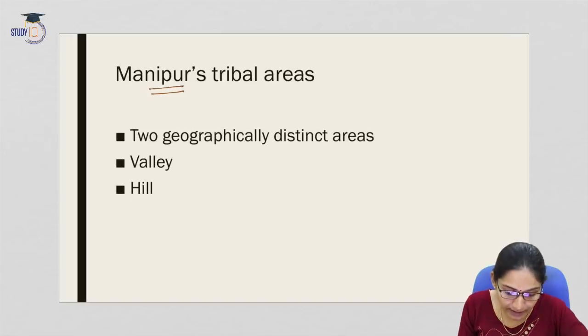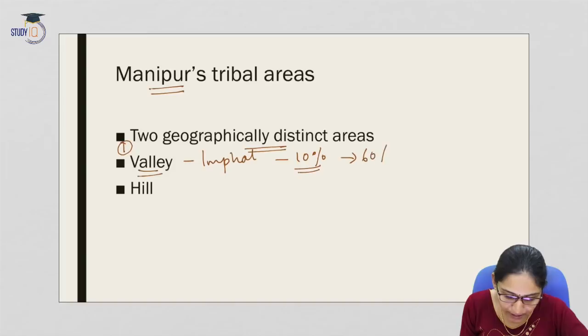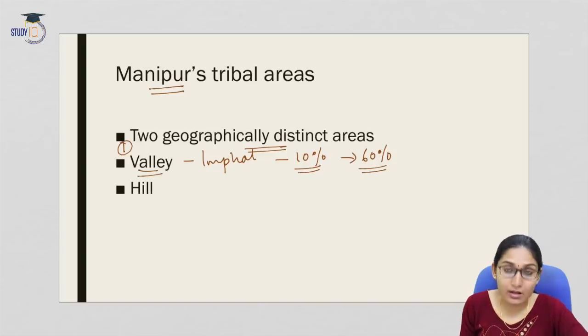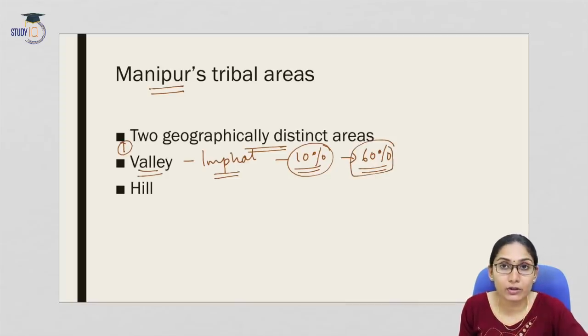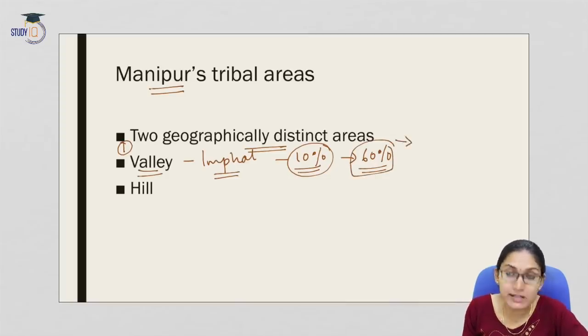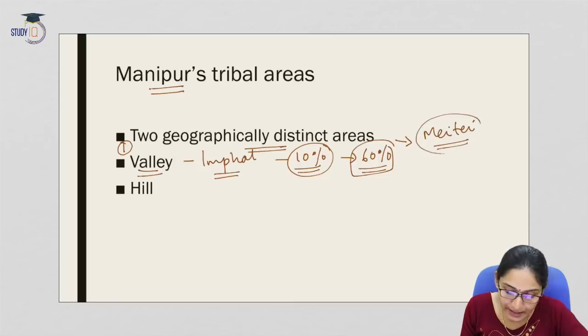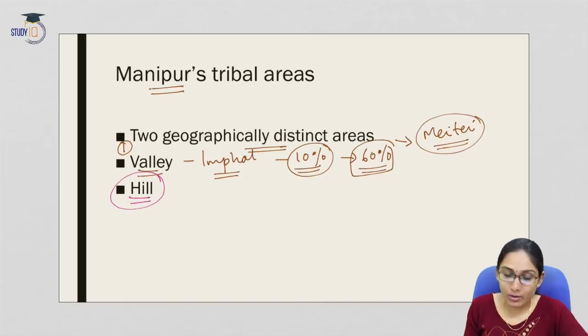Now coming to Manipur's tribal areas, let us see how it is. Manipur has 2 geographically distinct areas. First one is the valley region. The valley includes Imphal, and it constitutes roughly about 10% of the geographical area, whereas it holds around 60% of the total state's population. And these belong mostly to the dominant Meitei community. So this valley region belongs to this dominant community.